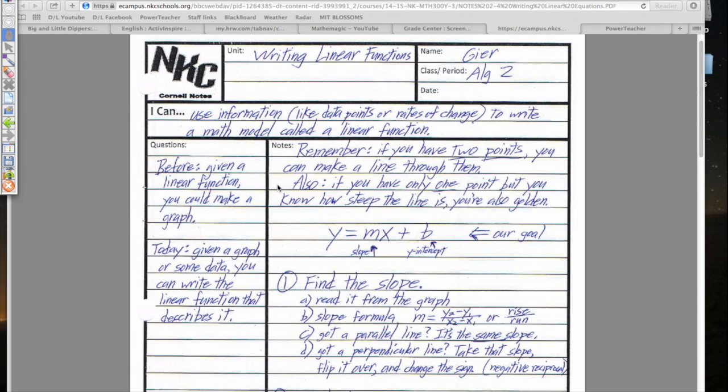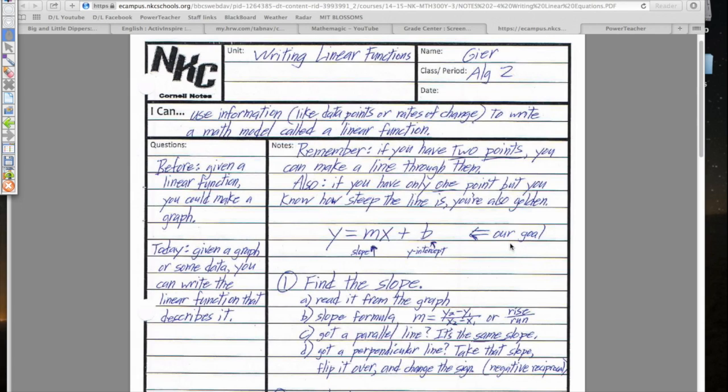So to go back to your notes and recap, we are using some information that you're given to write a math model, a y equals mx plus b, a linear function to describe what's happening with this particular x going in and y going out data. If you have any 2 points, you can make a line. If you have a point and the slope, you can use that in the process we just showed to come up with the y-intercept to create your y equals mx plus b.